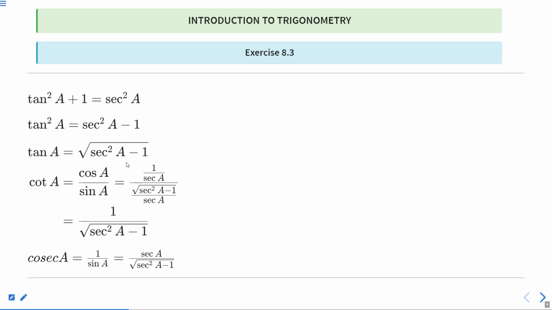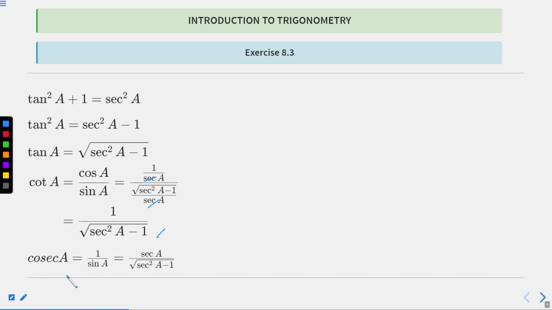We know cot A is equal to cos A divided by sin A, and here cos A is 1 by sec A, and we expressed sin A in terms of sec A in our previous slide as square root of sec square A minus 1 divided by sec A. So cot A is equal to 1 by sec A divided by square root of sec square A minus 1 divided by sec A. Here the sec A terms cancel, and cot A is equal to 1 by square root of sec square A minus 1.